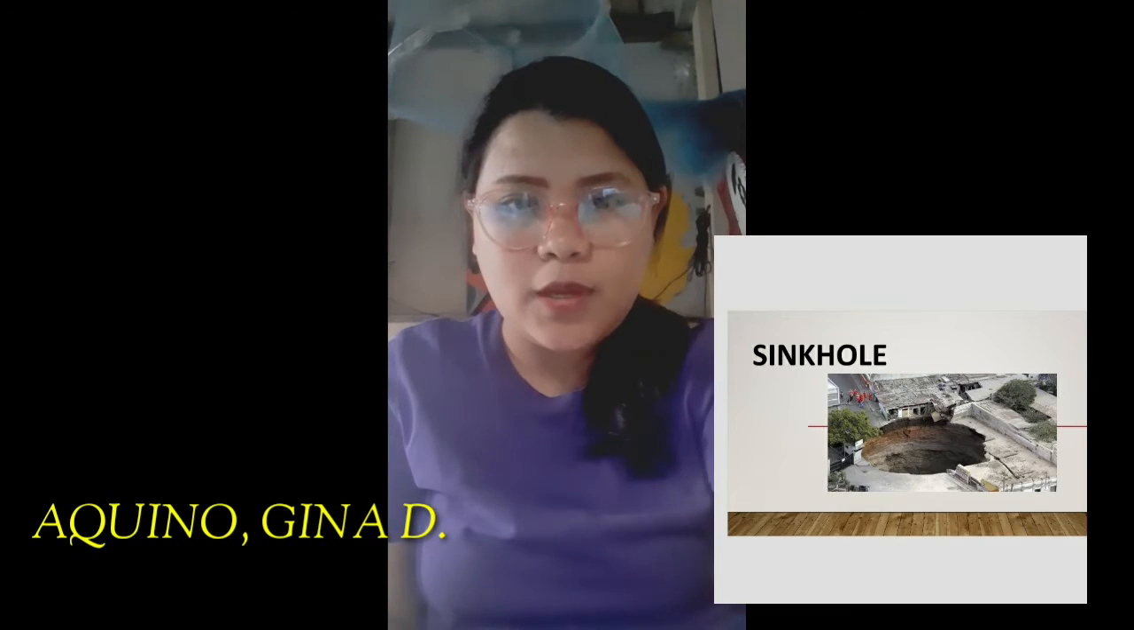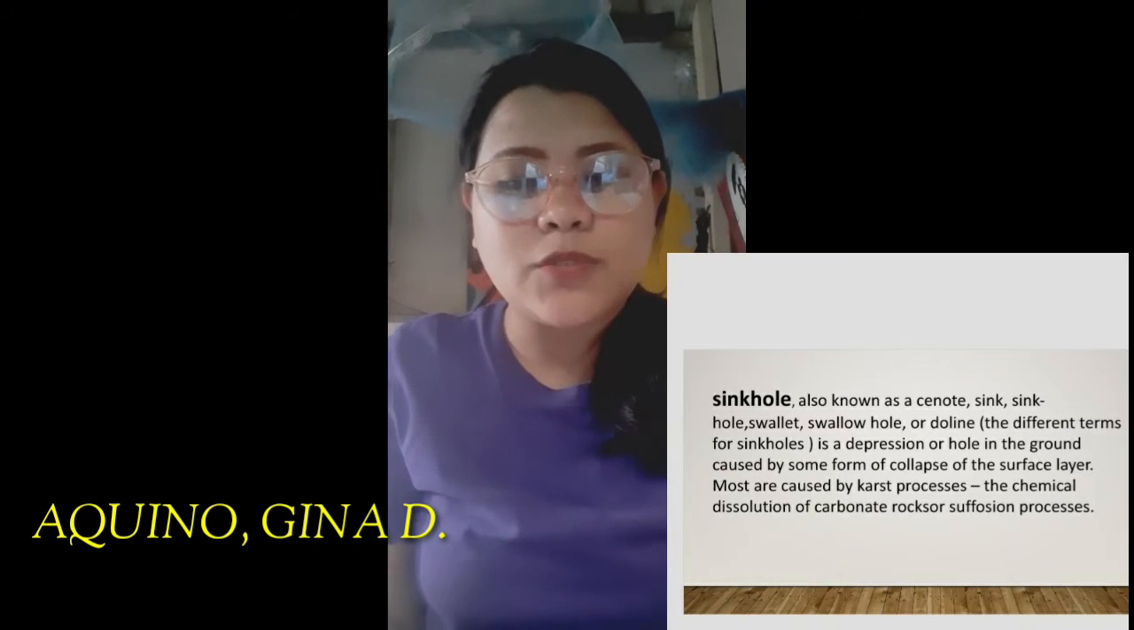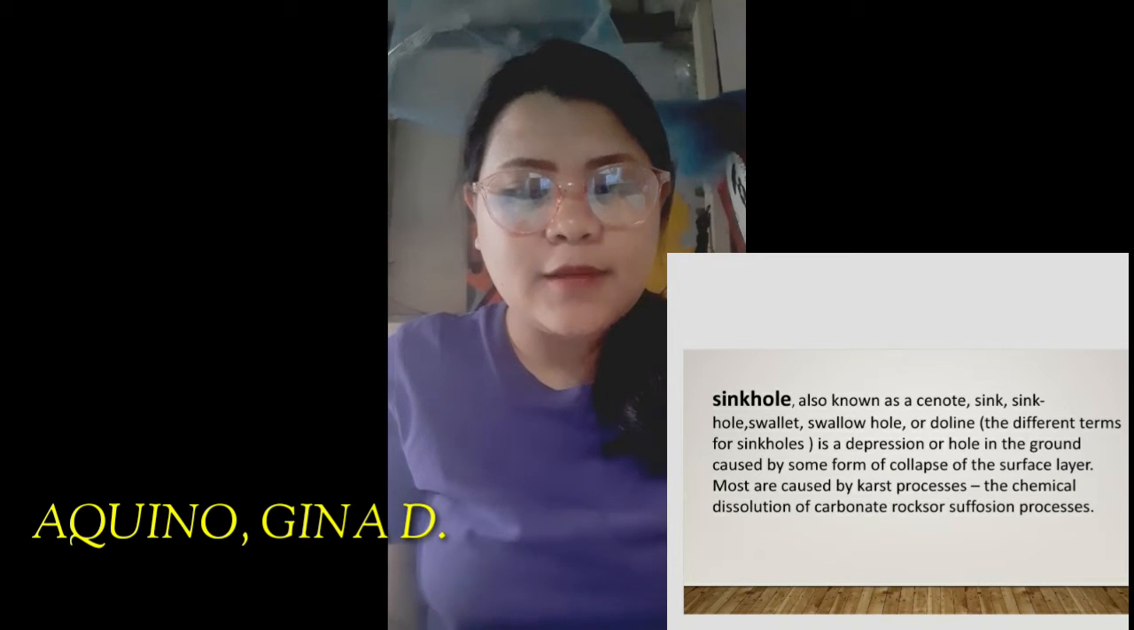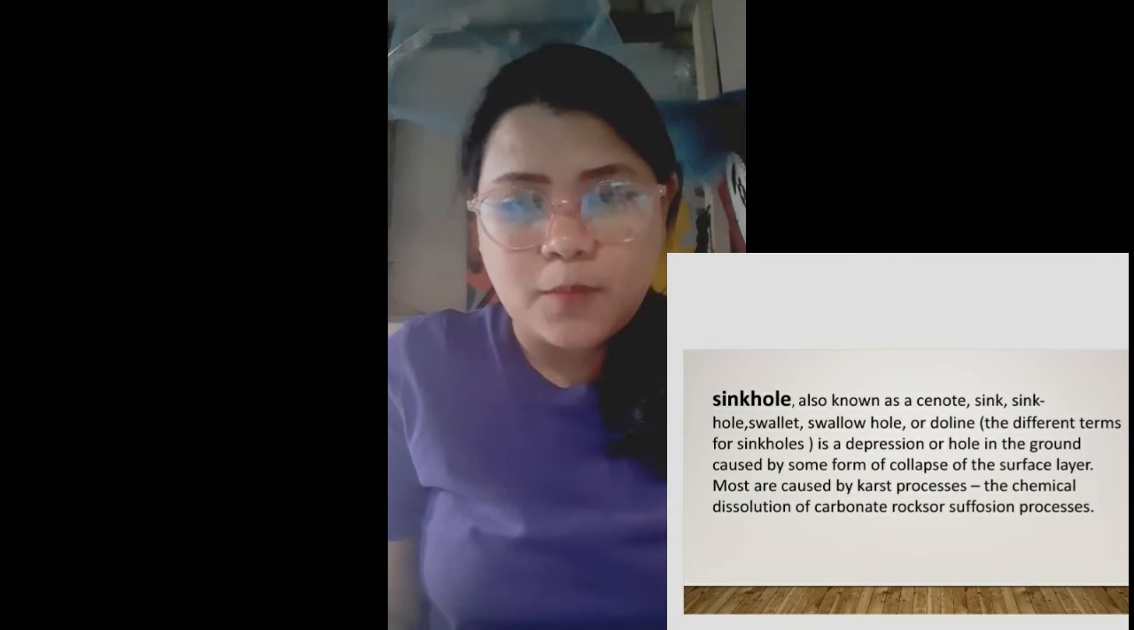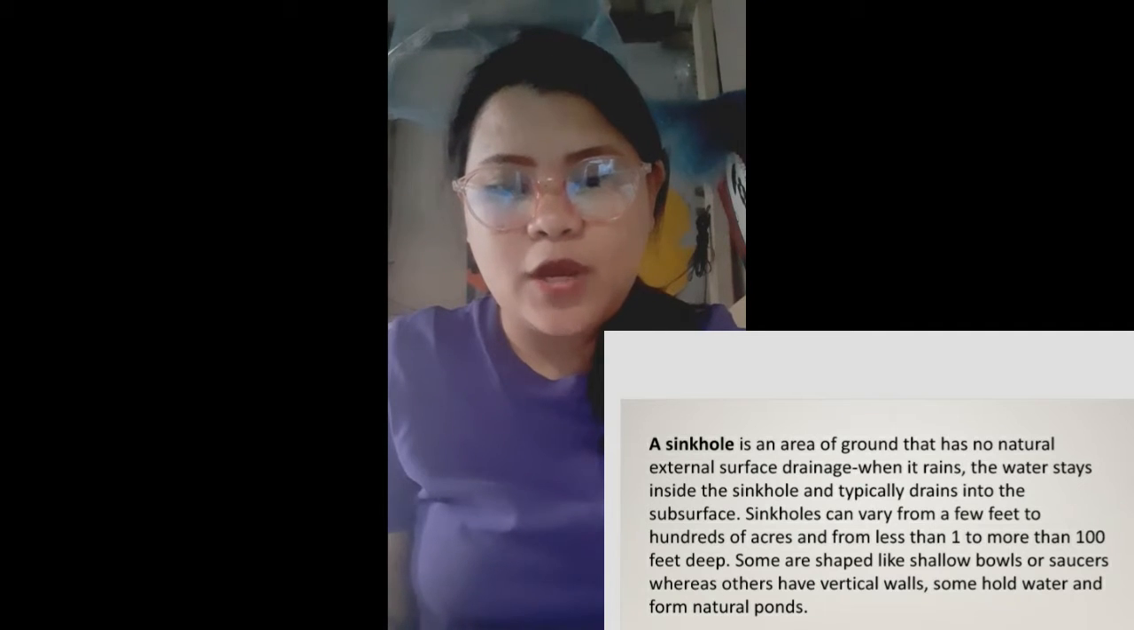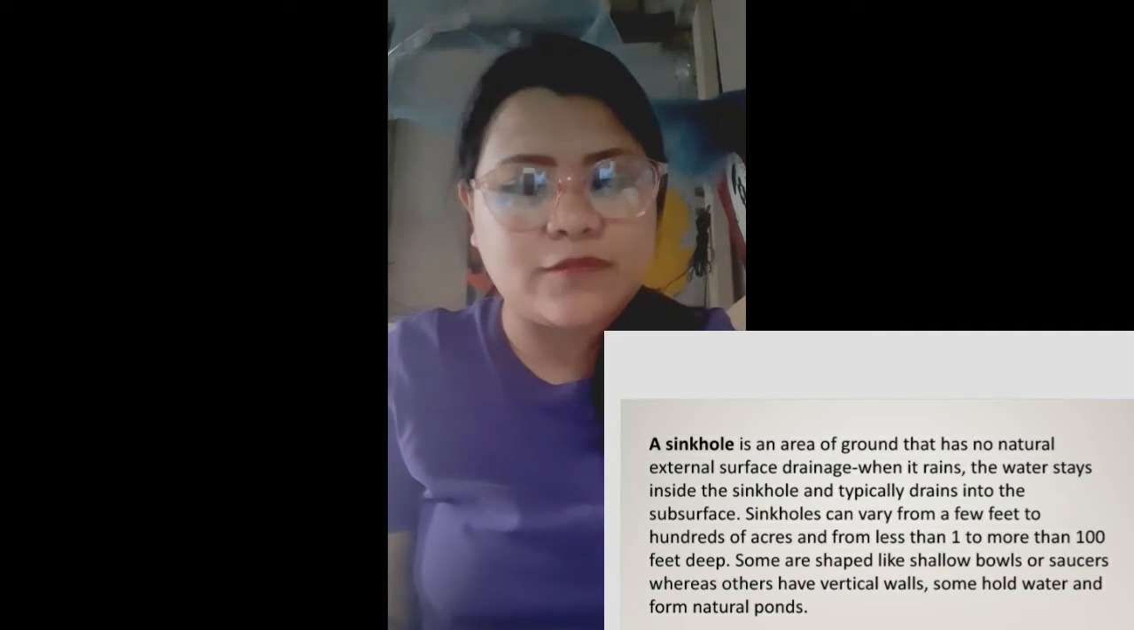So we're going to discuss what a sinkhole is. A sinkhole is also known as a cenote, swallet, swallow hole, or doline. Those are the different terms for sinkholes. A sinkhole is a depression or hole in the ground caused by some form of collapse of the surface layer. Most are caused by karst processes, or the chemical dissolution of carbonate rocks, or suffosion processes.